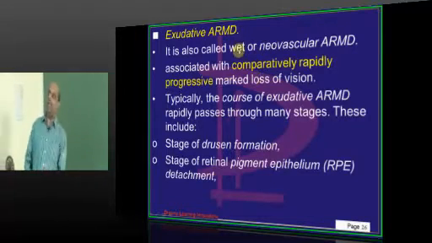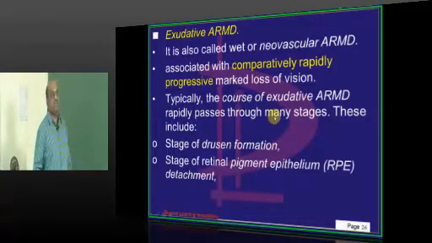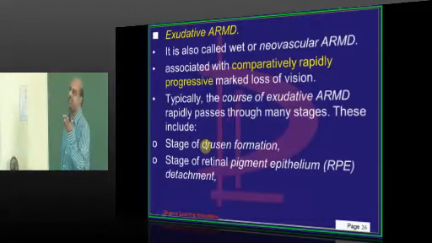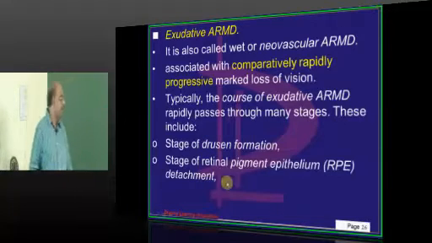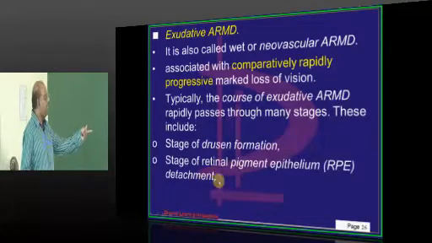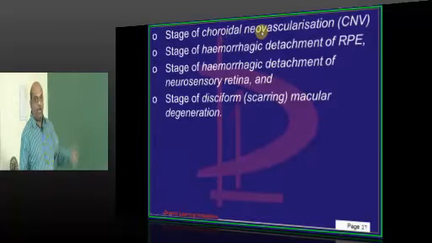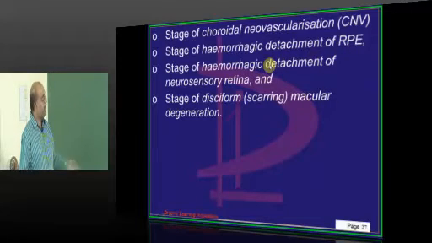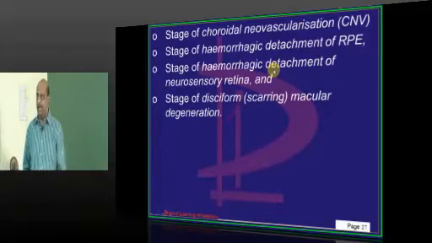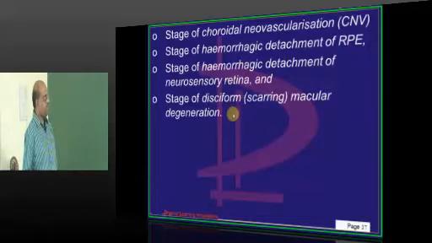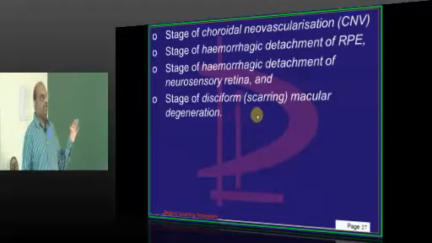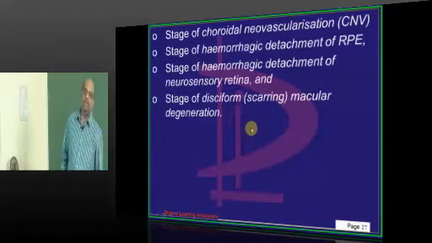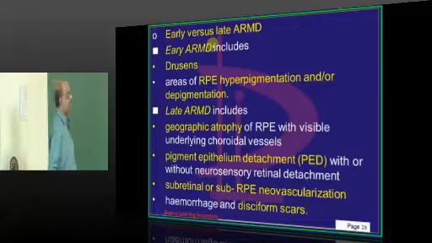It is much more rapidly progressive in nature with a marked loss of vision, and there are various stages through which this exudative variety passes. First there is a drusen, then the retinal pigment epithelium will detach, then the choroid develops neovascularization, then hemorrhagic detachment of the retinal pigment epithelium, then the neurosensory retina will undergo hemorrhagic detachment. Ultimately scarring will develop in the macular area. These are the various stages through which the exudative type progresses.